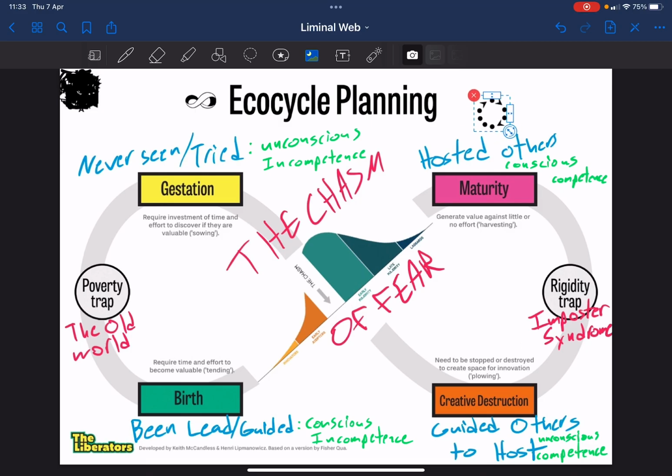From maturity, once more, you have everything you need to move into the next stage of the Liberating Structures learning journey, and that is creative destruction. And this is the ability to guide others to become hosts themselves, and this level of unconscious competence.